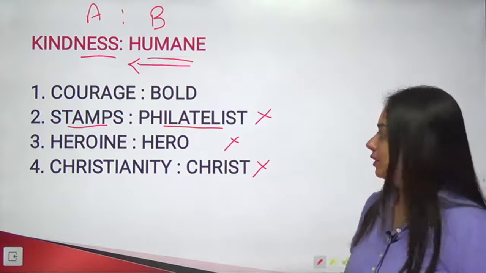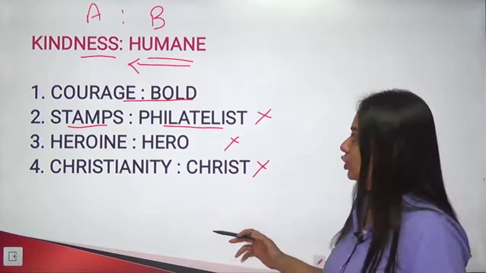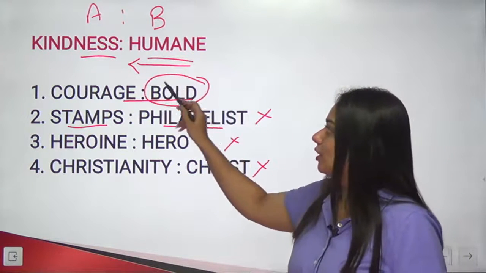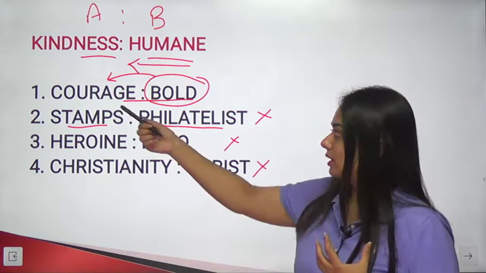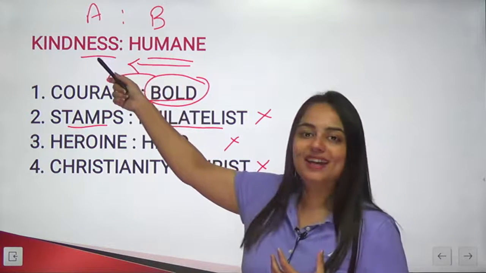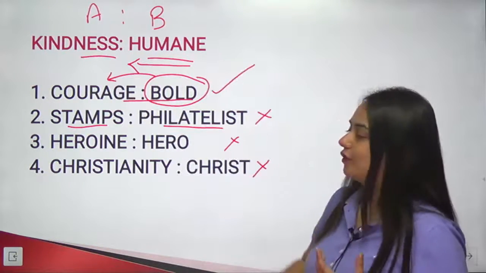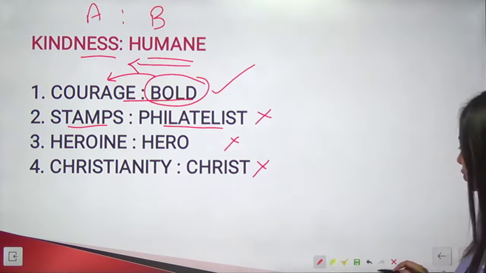We are only left with this one. Courage is to bold. And what is the relation? A person who is bold will always be courageous. So a person who's bold possesses quality A. B possesses the quality A. Absolutely right. See, if you are able to decode the relationship, then there is no doubt you'll be able to do these questions.